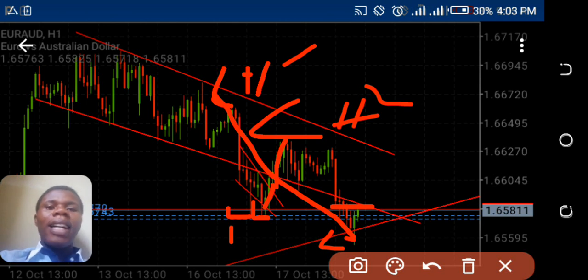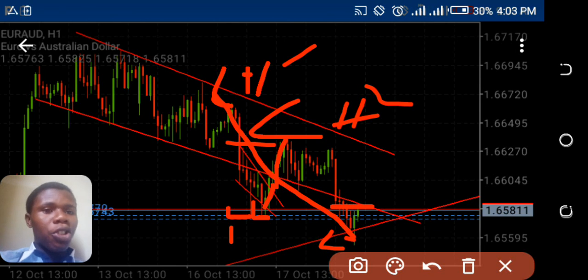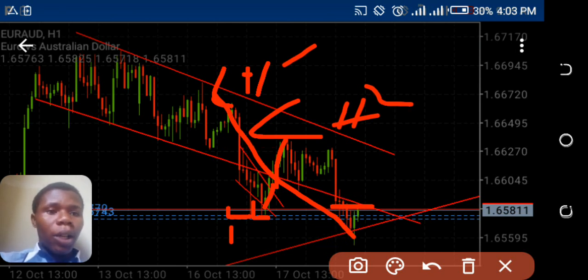Now, I said for a valid trend for you to enter, first of all, there will always be a break of structure. We have a break of structure, we have a trend line break. Now the third one is this: it must be in the direction of the market. Now the direction of the market is what? Bullish. So for me, I like aggressive entry. So I entered here.